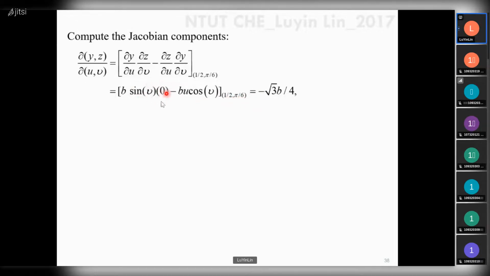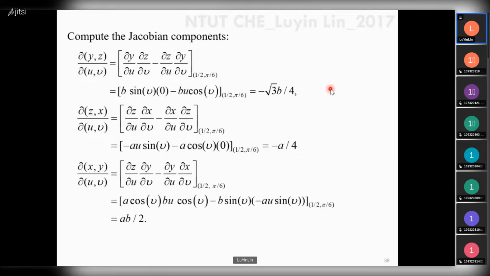So this one is 0, right? U is equal to 1 over 2, V is equal to pi over 6. Cosine pi over 6 is square root 3 over 2, right? You multiply 1 over 2, multiply b and multiply minus, and you will get this one. Please calculate these two.